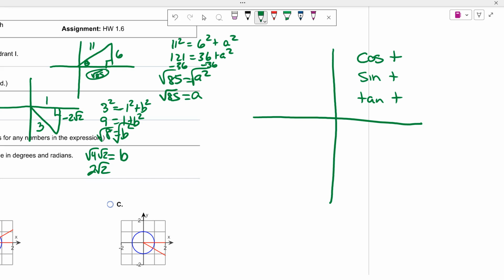And then their cofunctions are the same sign. So secant's the same as cosine, cosecant's the same as sine, and cotangent's the same as tangent. So positive, positive, positive. Second quadrant, cosine, since we go to the left, is negative. Sine, since we go up, is positive. Tangent, since it's sine over cosine or y over x, it's a positive over a negative, which is a negative.